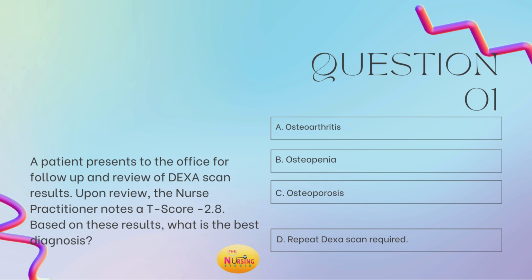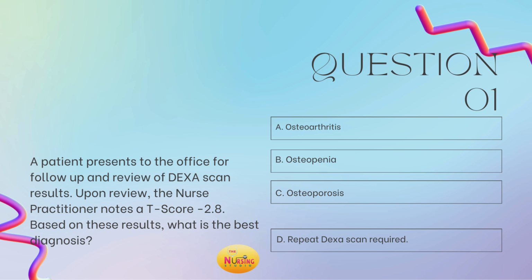Question number one states a patient presents to the office for follow up and review of DEXA scan results. Upon review, the nurse practitioner notes a T score of a negative 2.8. Based on these results, what is the best diagnosis? Is it A, osteoarthritis, B, osteopenia, C, osteoporosis, or D, we need to repeat the DEXA scan? Take a moment and tell me what you got in the comments, you guys.